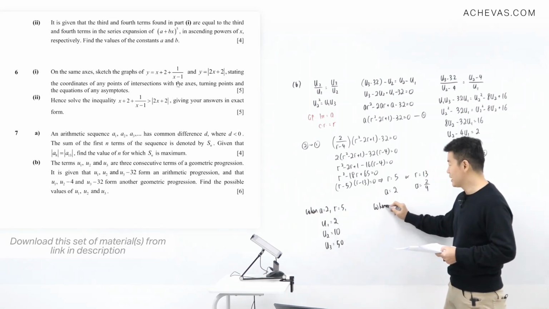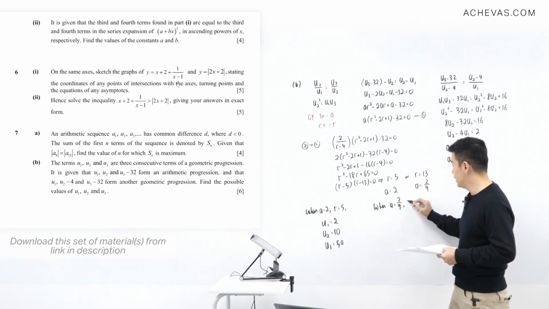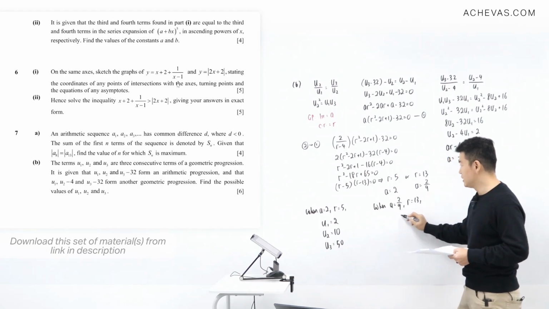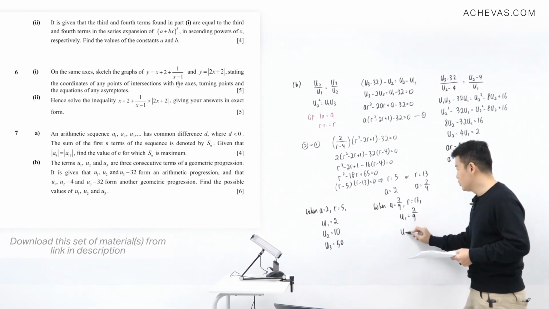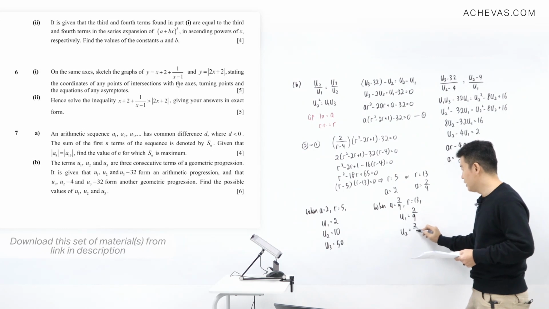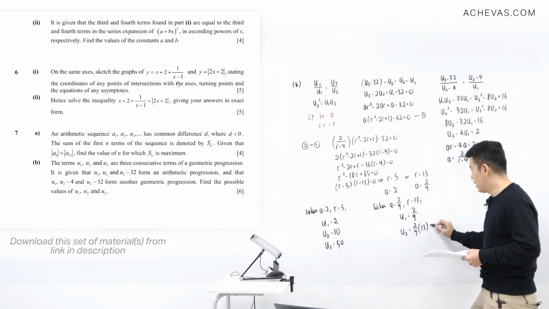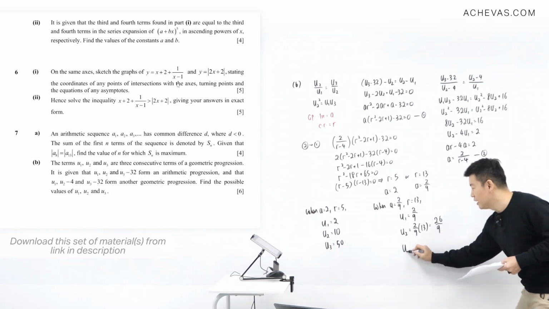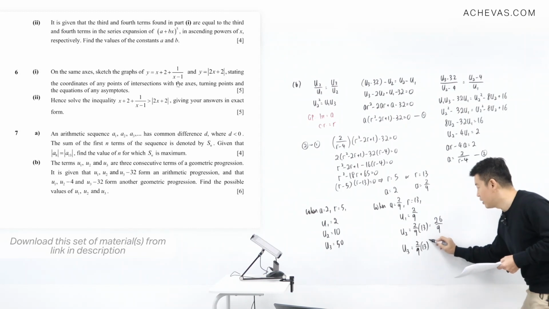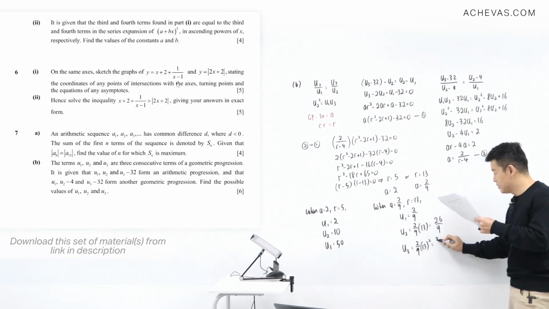The other set is going to be coming from when a is equal to 2 over 9 and r is equal to 13. So u1 is going to be equal to a, which is 2 over 9. u2 will be a multiplied by r. This is going to be equal to 26 over 9. And u3 will be a multiplied by r squared. And this gives me 338 over 9.